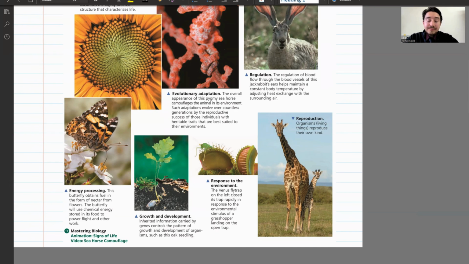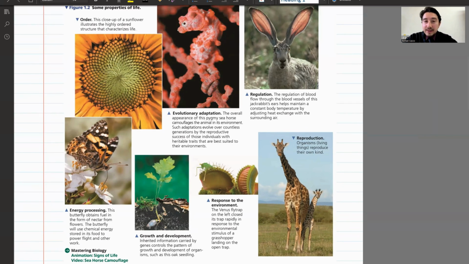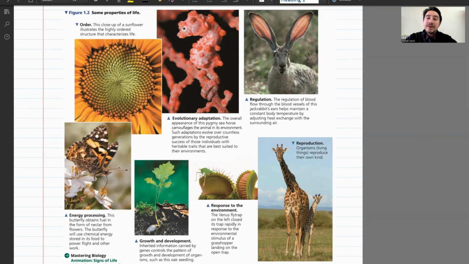With that being said, we can't just be in an environment. We also need to respond to the things inside our environment, right? So response to the environment is very critical. And of course, although it's not critical to have as a property of life, we do need to reproduce, or else our whole species will disappear, right?